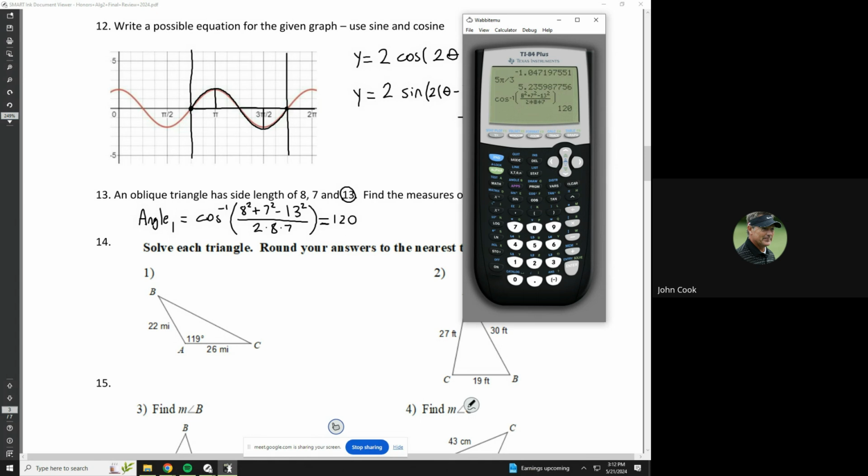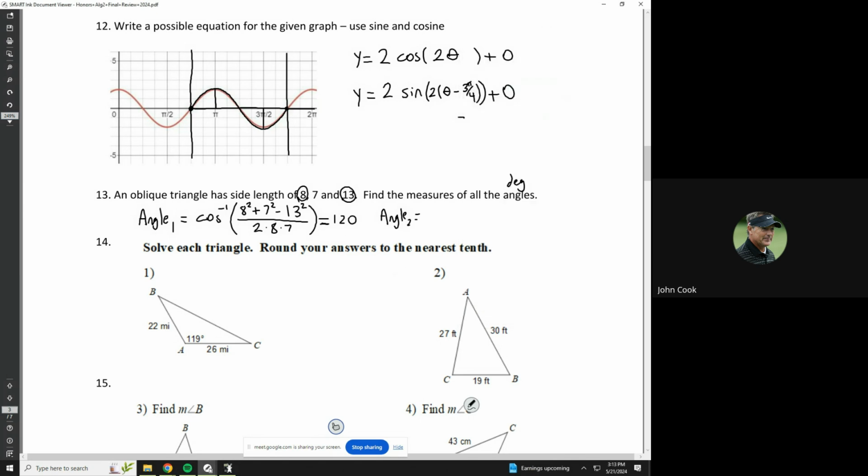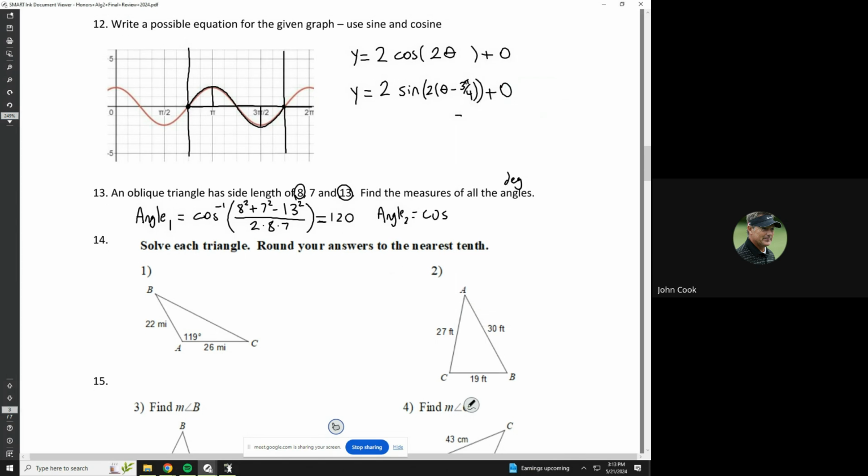Okay, and then the next one that we would do would be 8. So we just change the numbers up a little bit. Basically, what we would do is we'd say that the next angle, angle number 2, is equal to, and then we do cosine inverse of, and then we do the same thing.